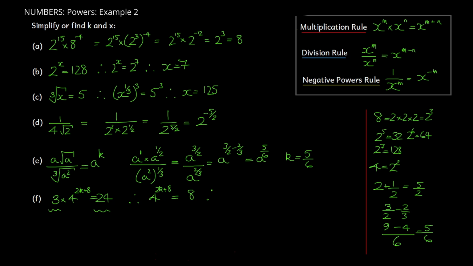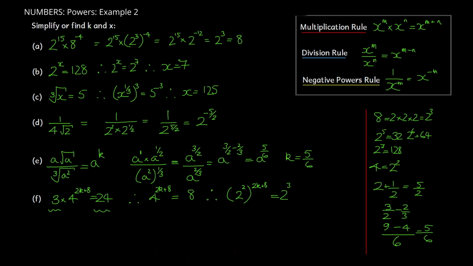So simplifying further, we need to get rid of that 4 and transform that into 2 squared and 8 into 2 cubed. So let's do that. So the 4, 2 squared. Remember, this is now bracketed and all raised to the power of 2k plus 8. And on the right-hand side, we've got 2 to the power 3. Well, we've got the same base, so we're going to be able to equate the power line.